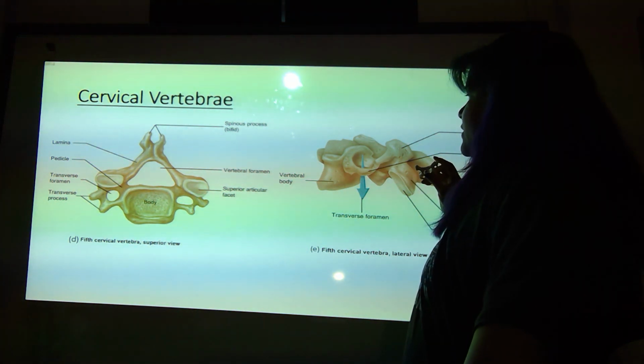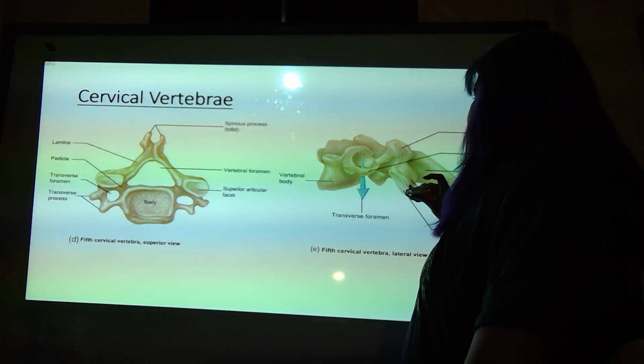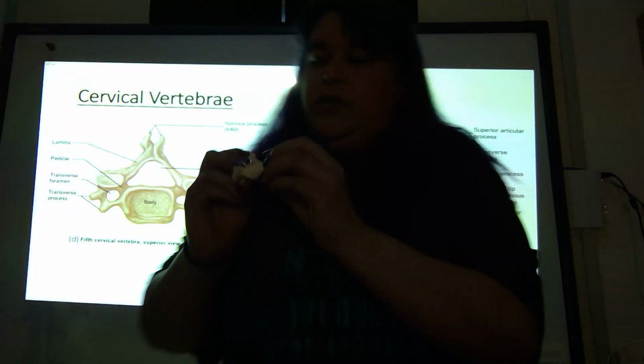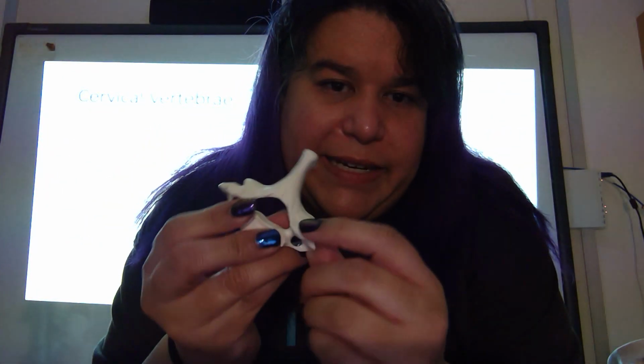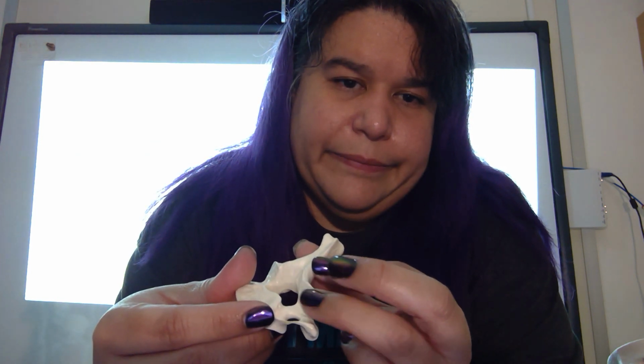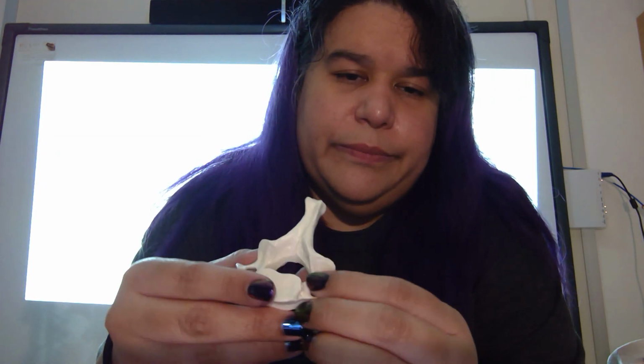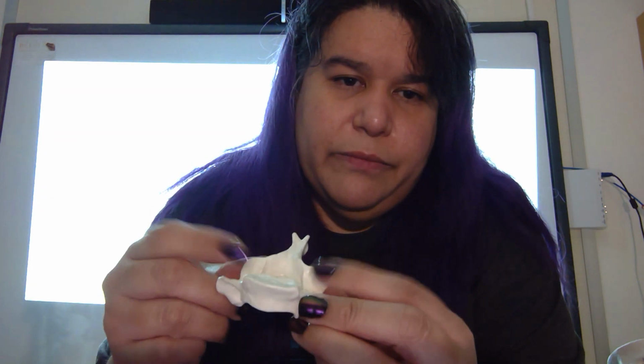So we said the superior articular facet, the inferior articular facet. So superior articular facet is this flat part right here. Inferior articular facet is this flat part right here. Okay? You can see it right there and right here. It's right next to my transverse foramen, right here.